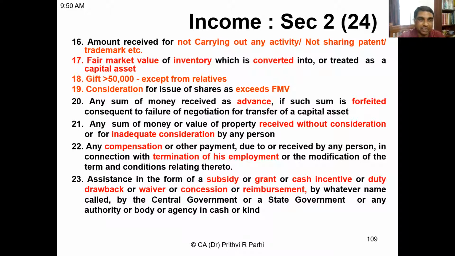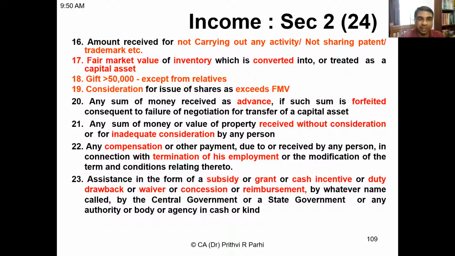Yes, sir. Okay, so that is also an income. Now, point number 18. Gift greater than 50,000 except from relatives. This concept you will understand when you learn income from other sources. Under that head, you will understand that gifts up to 50,000 rupees are normally exempt in certain situations. If it is more than 50,000, it will be taxable and treated as an income. There are certain exceptions. Apart from those exceptions, if a gift is received and it exceeds 50,000 rupees per annum, then it is an income.